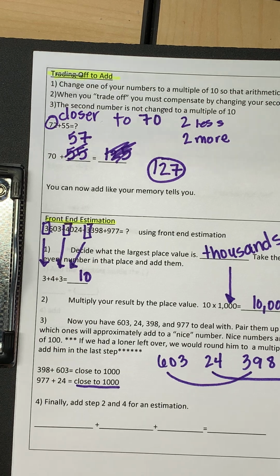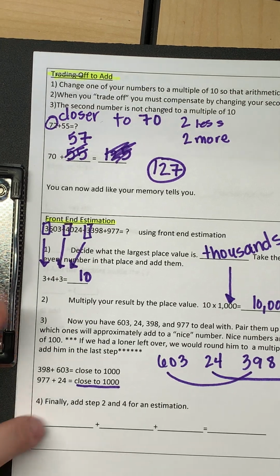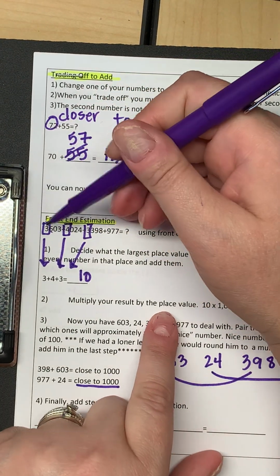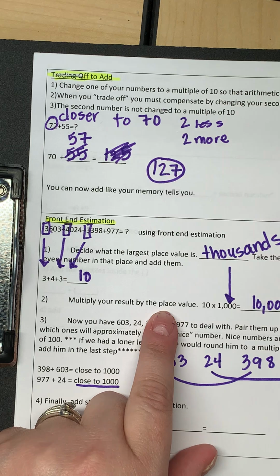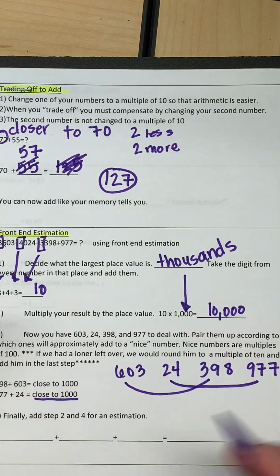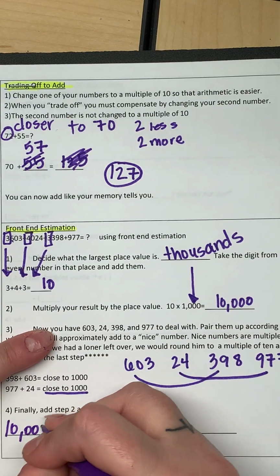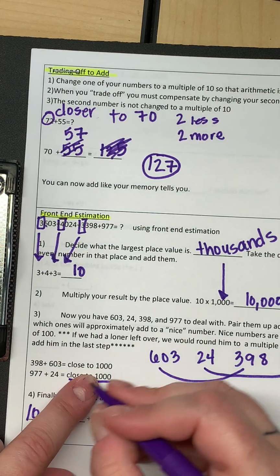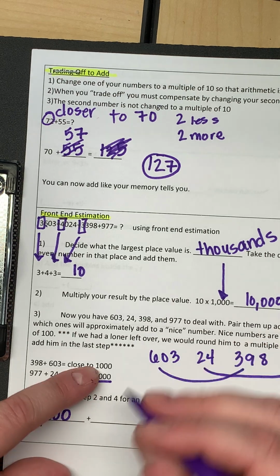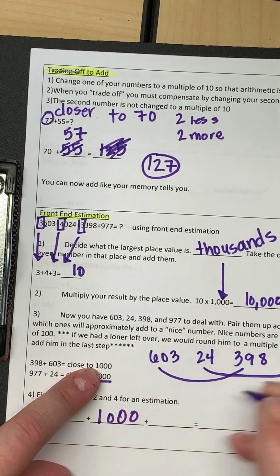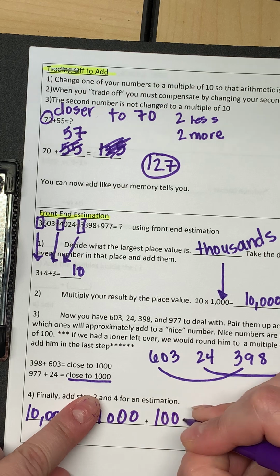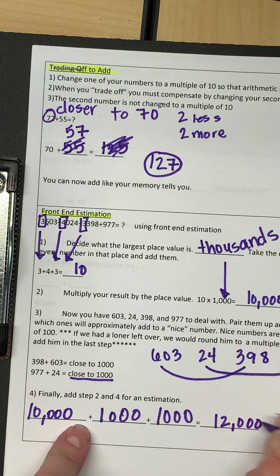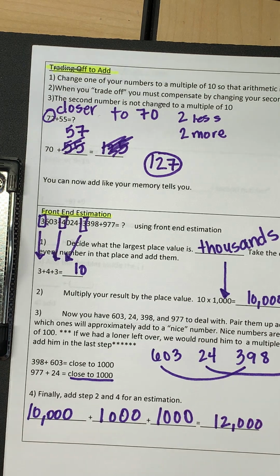Yay. So now it says finally add step 2 and 4 for estimation. So from step 2, we said that the 1,000 place values will add up to 10,000. Then in step 3, we saw that our numbers can pair up to 1,000 and another 1,000. And that adds up to 12,000. And that's called front-end estimation.